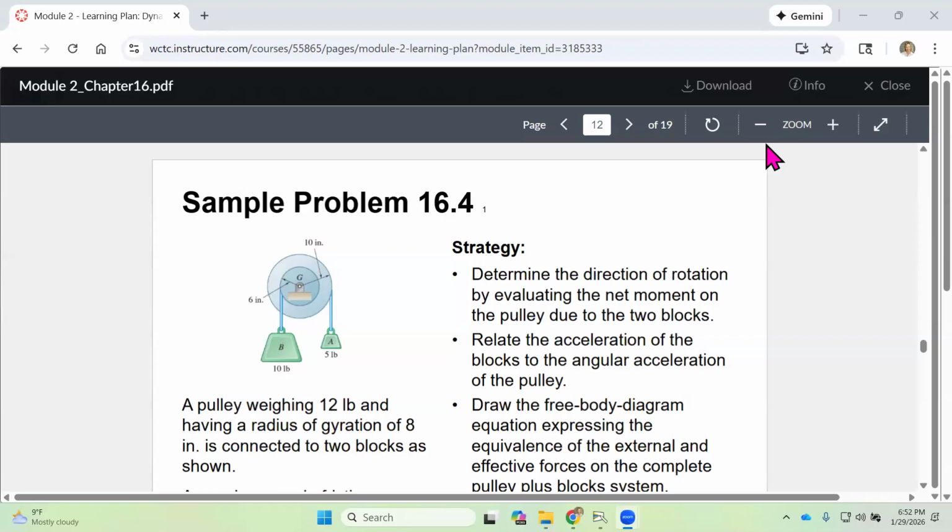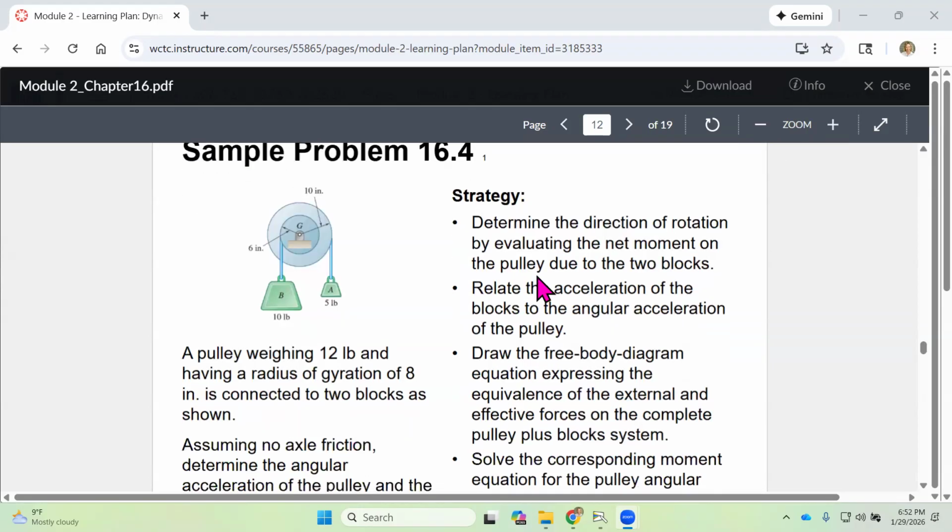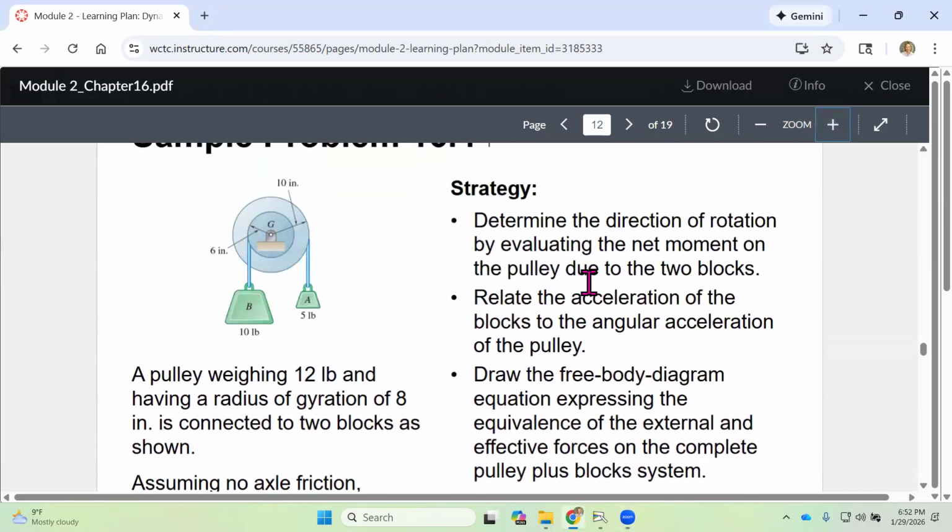Okay, so we're going to jump back in and continue on with another sample problem. This one is going to be 16.4 on page 1129 in your book. Now, we'll look at the problem statement here because I think it's a little clearer than underneath my camera.